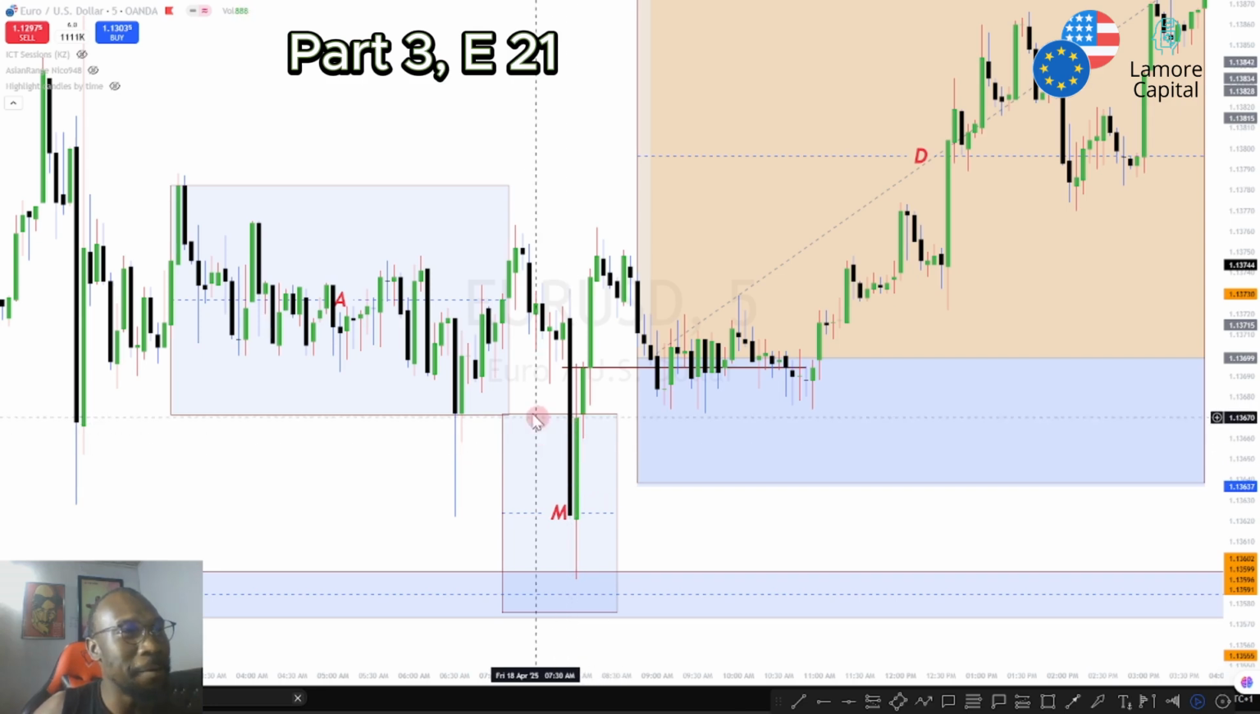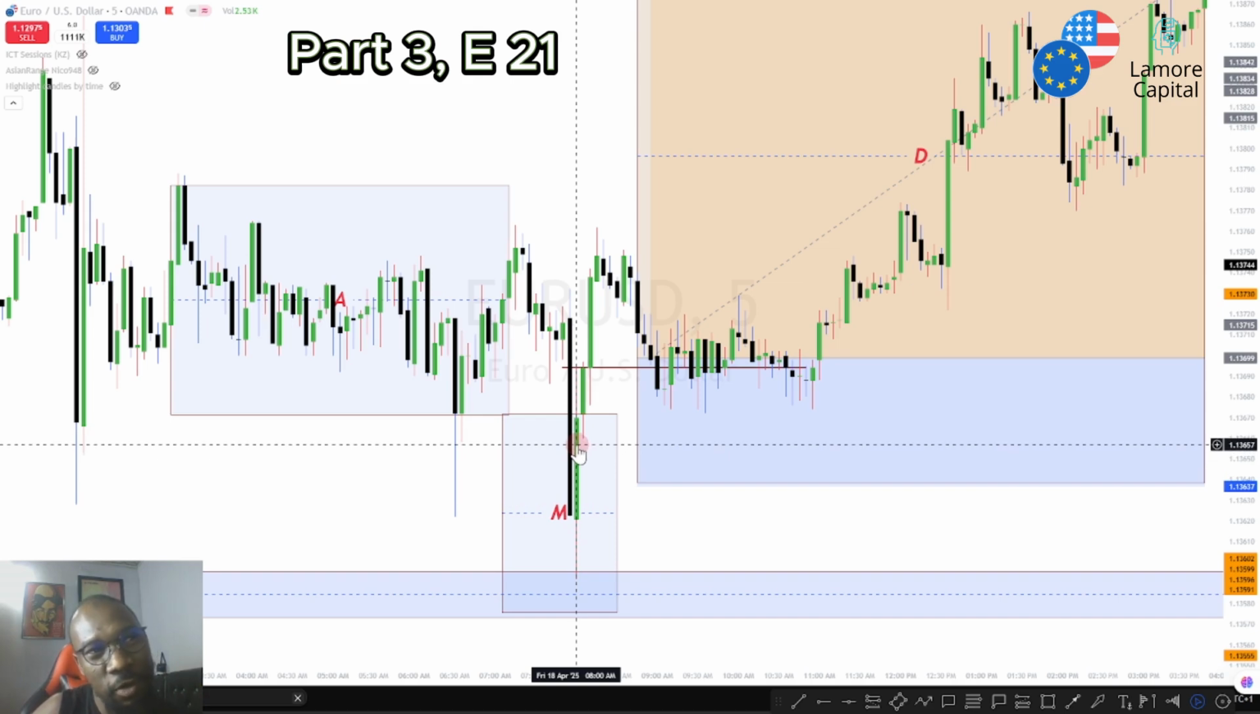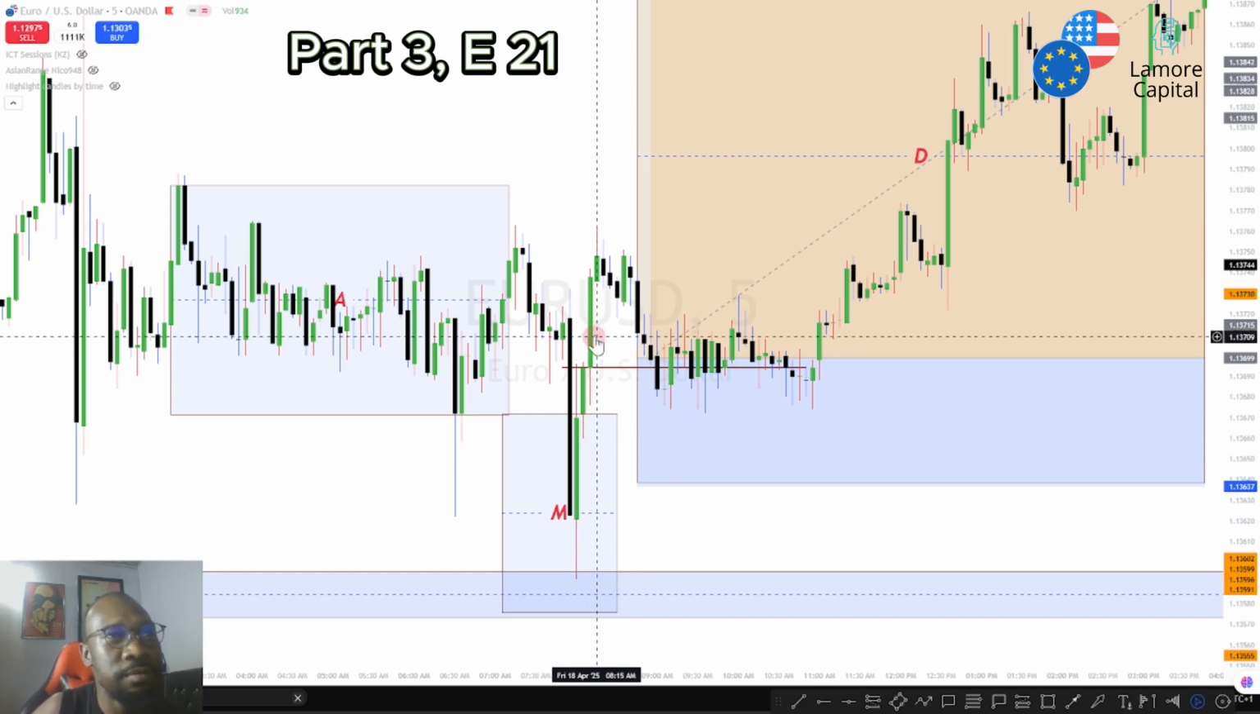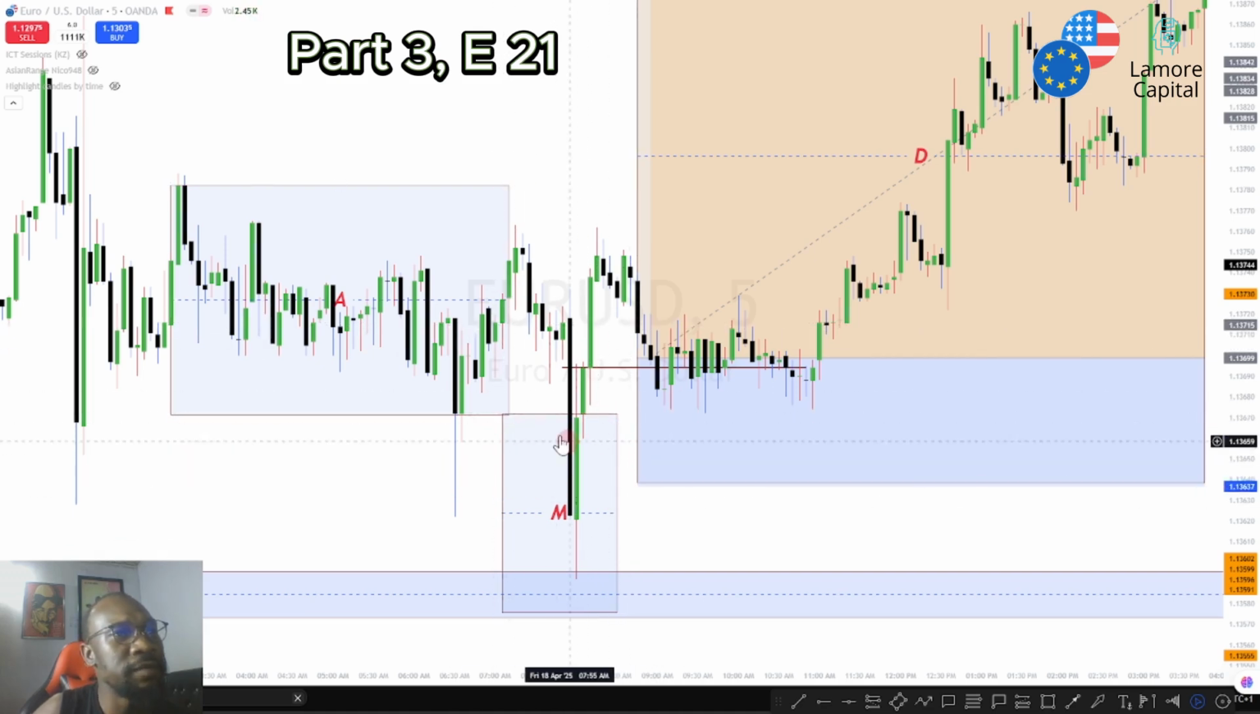The manipulation happened at 7:55, and it started rejecting from the manipulation at 8 a.m. sharp. So this is the 8 a.m. candle here on the 5 minutes time frame. It manipulates people, and this one people call turtle soup. This is the turtle soup here.